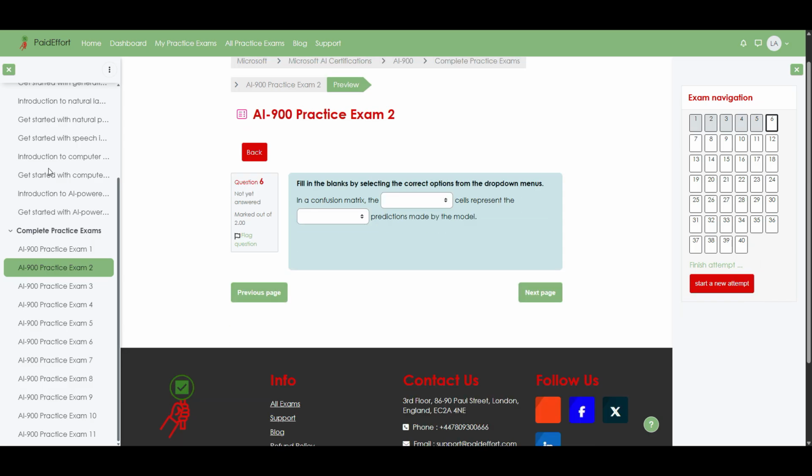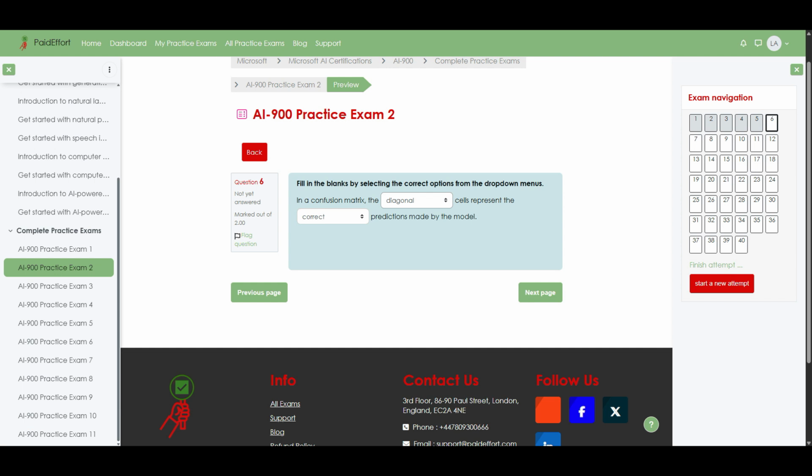Fill in the blanks by selecting the correct options from the drop-down menus. In a confusion matrix, the diagonal cells represent the correct predictions made by the model. Let's break down what this means and why it's correct. The diagonal in a confusion matrix runs from the top left to the bottom right. It includes all the instances where the model's prediction exactly matches the actual class label.